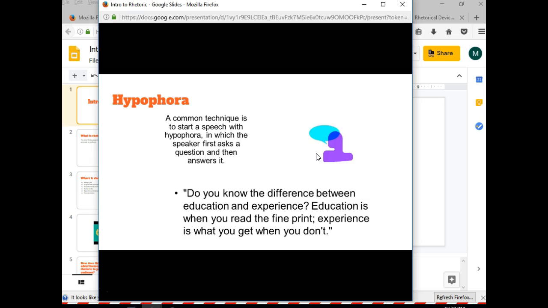Here's an example. Do you know the difference between education and experience? Education is when you read the fine print. Experience is what you get when you don't. So it's a question that is posed, and then the question is answered.